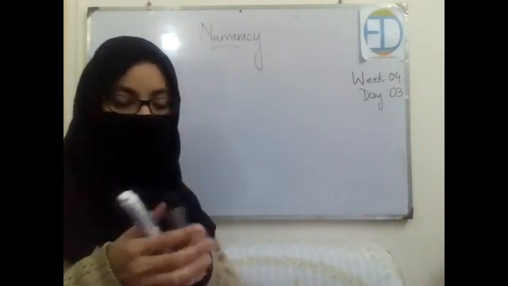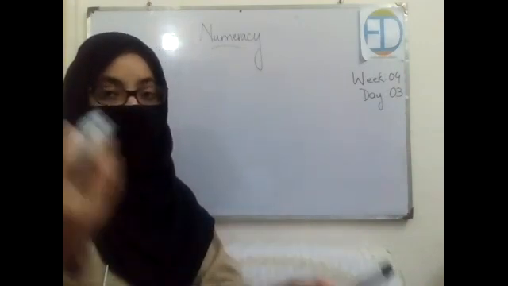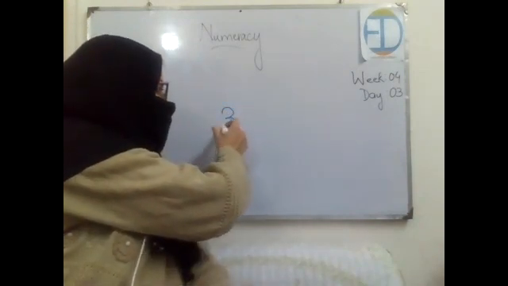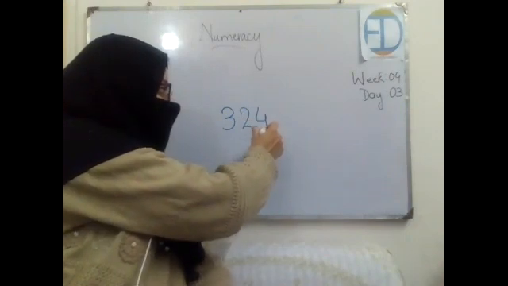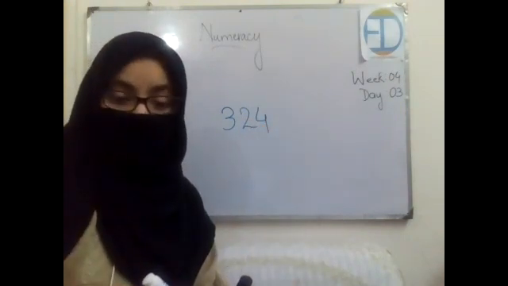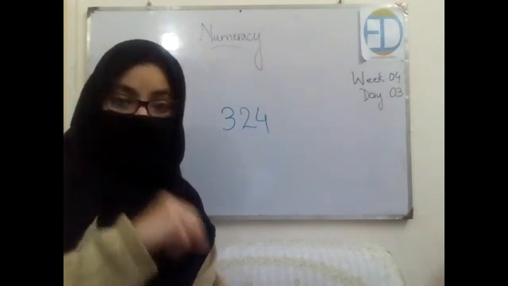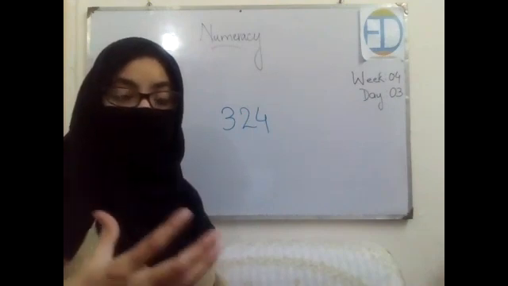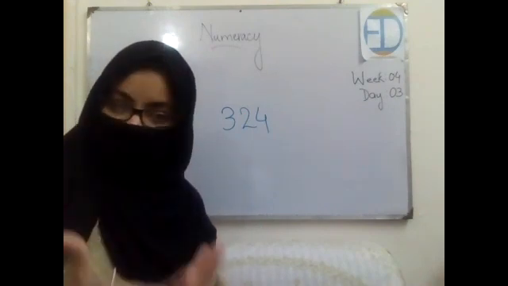In yesterday's class, what we did basically, you were given the numbers in the form of digits like 324, and you were asked to write the numbers in the form of words, right? Now in today's exercise, the numbers are given in the form of words and you are supposed to write in the form of digits, okay?